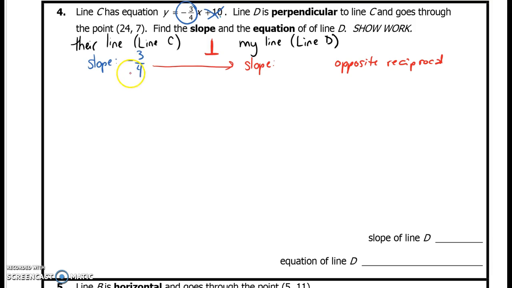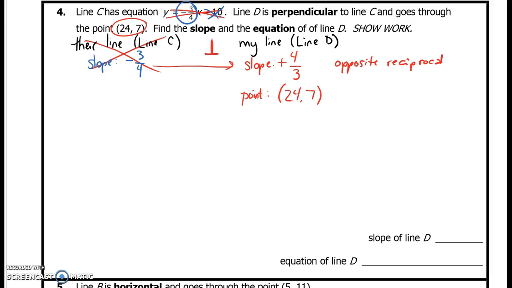So since theirs was negative, I'm going to make my slope positive. Since theirs was a 3/4, I'm going to make mine a 4/3. Opposite reciprocals, -3/4 and +4/3. Once I have that information, I'm done with their line. I don't need that equation anymore. I don't need anything about their line, because now I know the slope of my line, and just from reading the question, I know an ordered pair on my line is (24, 7).